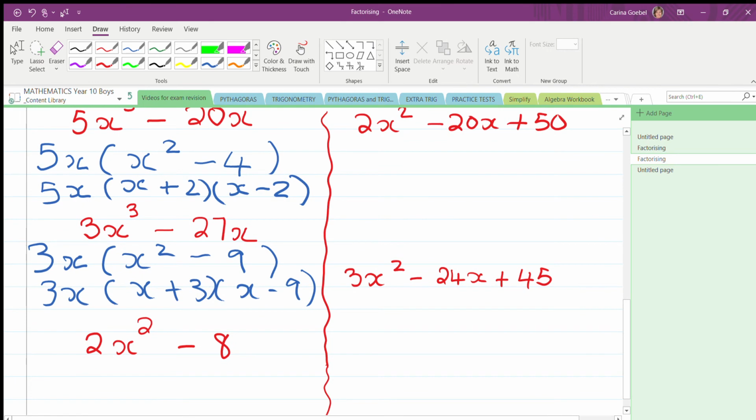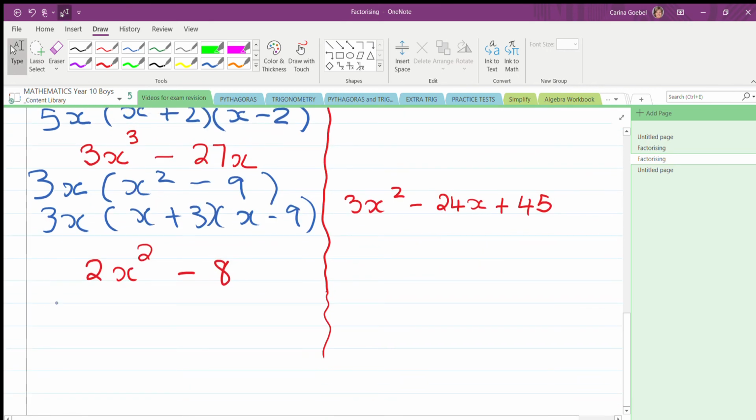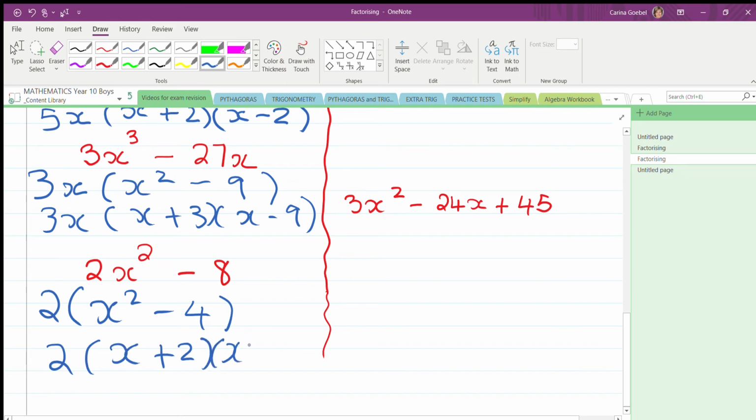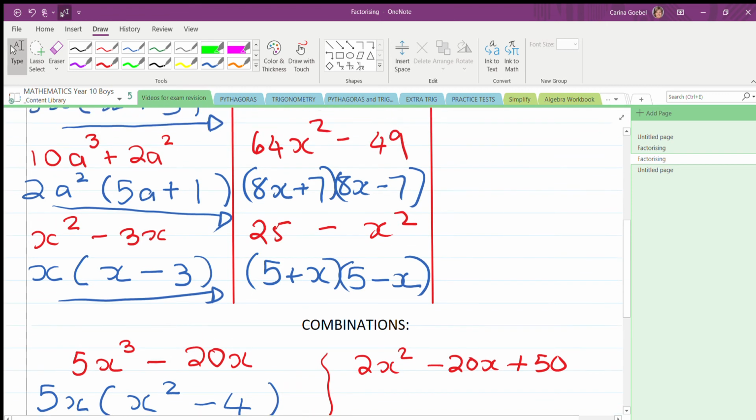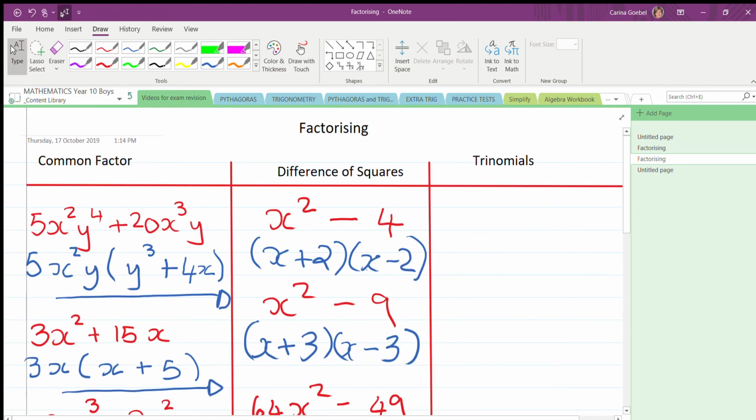And we'll do one last one of this. Take out a 2 common, left with x squared minus 4. And you can see the difference of square there, so that's x plus 2, x minus 2. Okay, let's have a look at a few trinomials quickly.